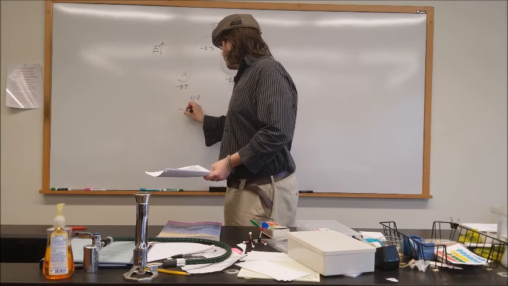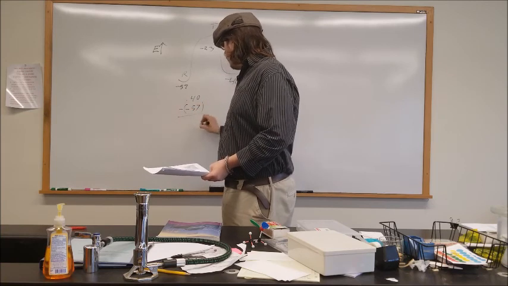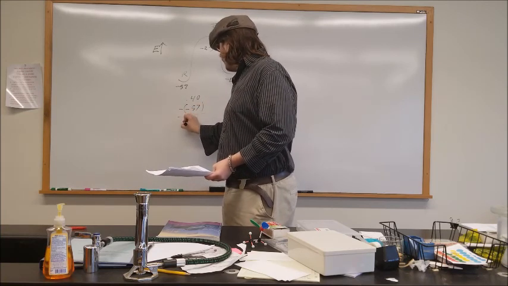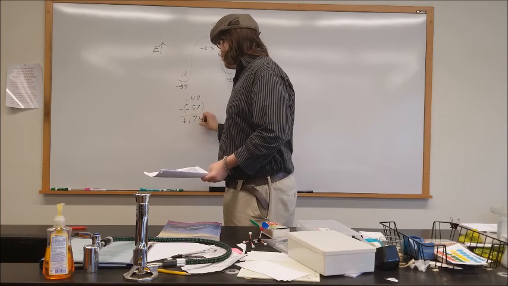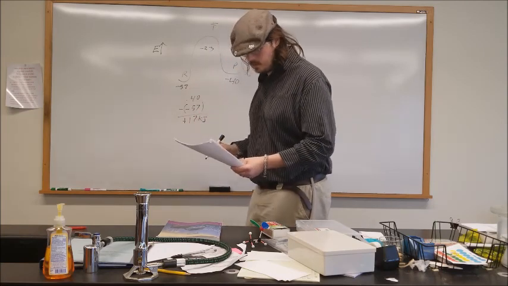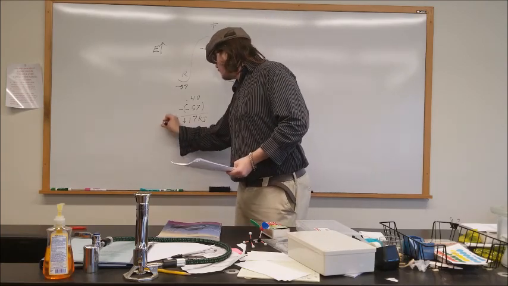-40 minus a negative 57 gives us positive 17 kilojoules. Those are in units of kilojoules. Now, that's our delta H.